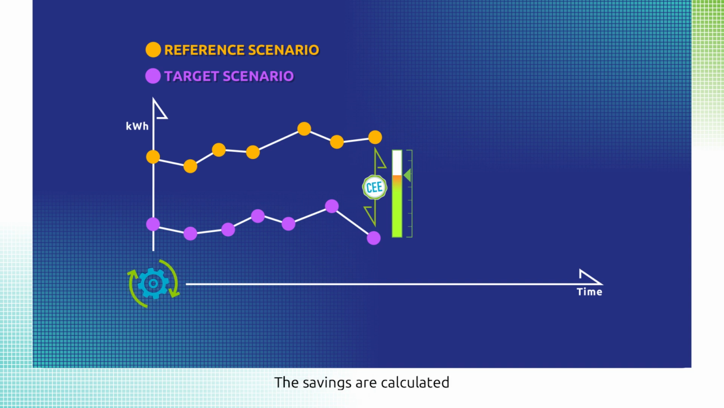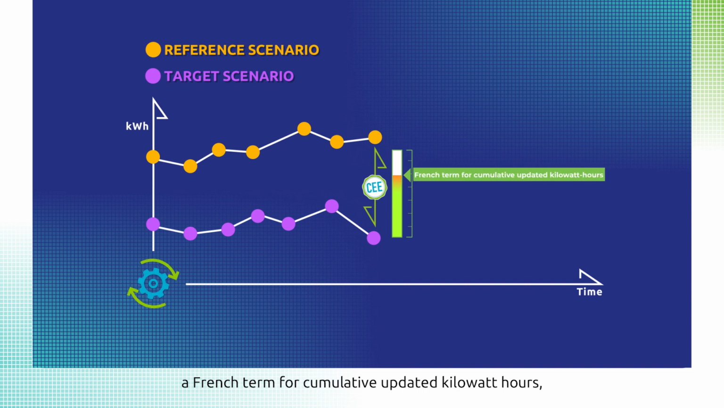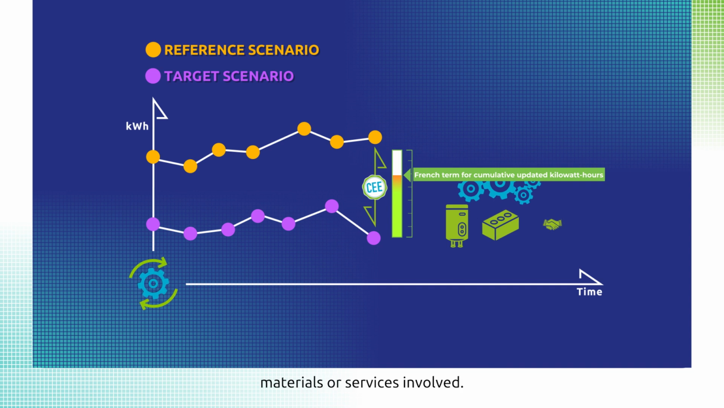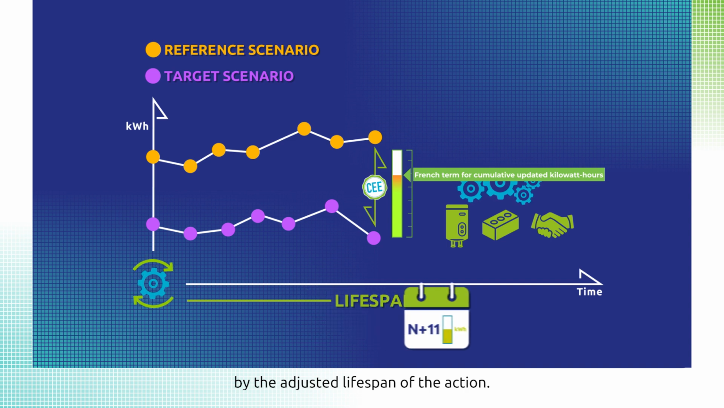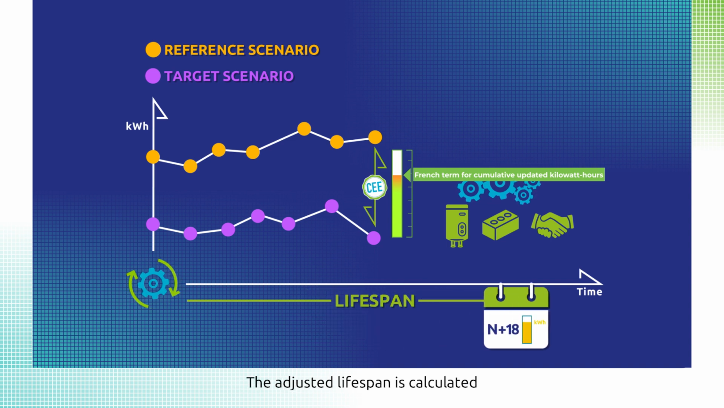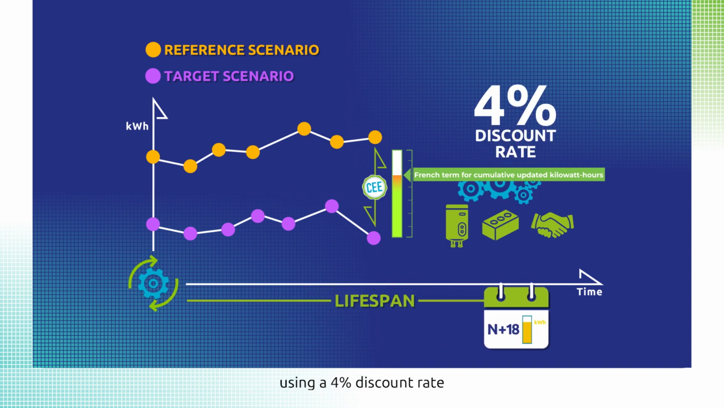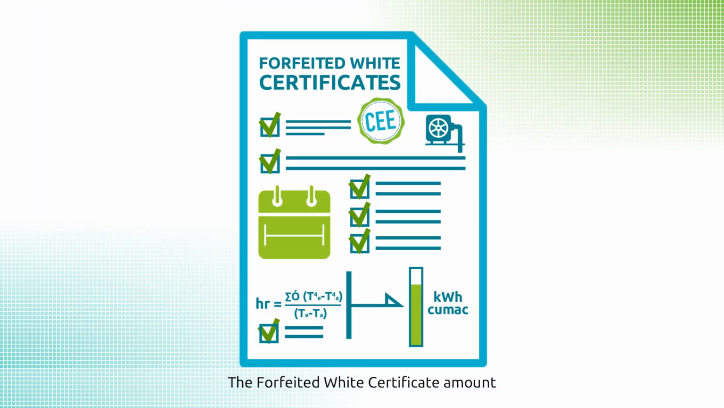These savings are calculated in CUMAC kilowatt-hours, a French term for cumulative updated kilowatt-hours, estimated over the lifespan of the equipment, materials, or services involved. This is achieved by multiplying the annual energy savings by the adjusted lifespan of the action. The adjusted lifespan is calculated using a 4% discount rate. The forfeited white certificates amount is determined based on this method and reflects the energy savings achieved by the action, independently of the level of financial aid sought.